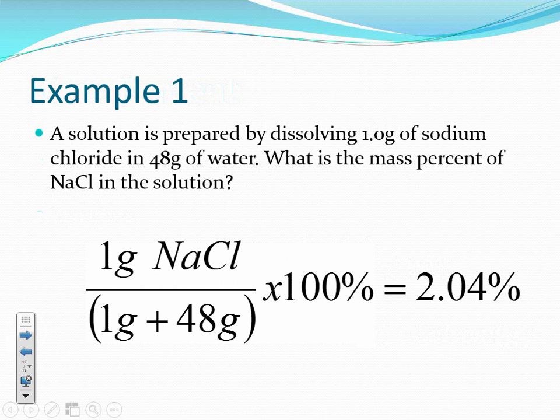So our first example: a solution is prepared by dissolving 1 gram of sodium chloride in 48 grams of water. What is the mass percent of sodium chloride in the solution? Well, my mass of sodium chloride is 1 gram. I have 1 gram of sodium chloride and 48 grams of water, so I'm going to add those together to get the mass of my solution. And then I do 1 divided by that total of 49 times 100, and I get 2.04%.